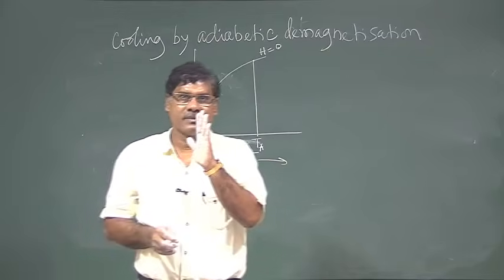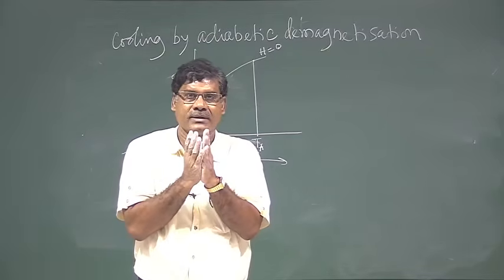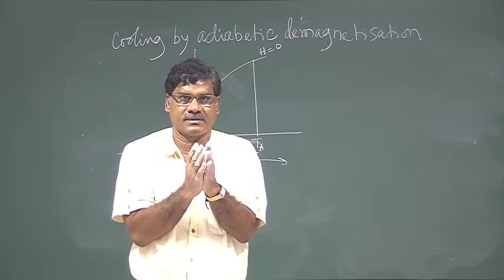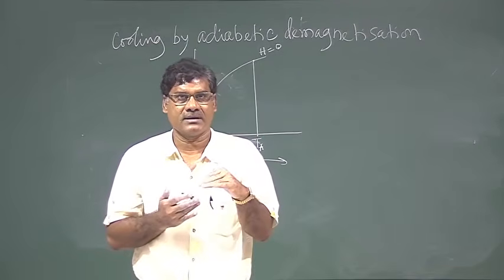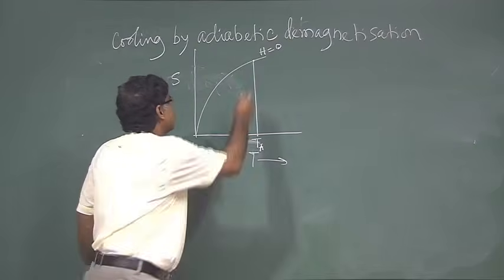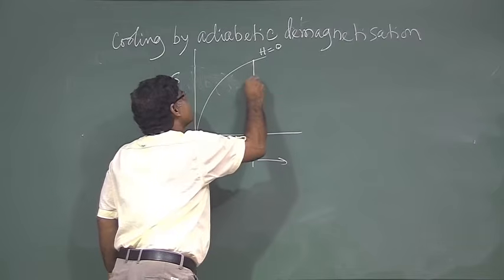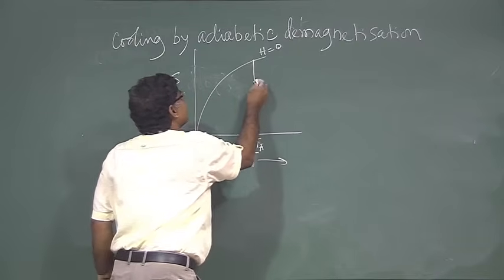The dipole moments will try to align along the magnetic field. So, they will go towards the ordered state, so its entropy will decrease. At the same temperature we are considering, the entropy is decreased, and it is taking this value.